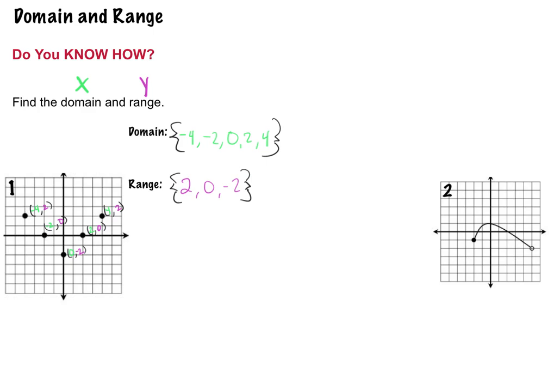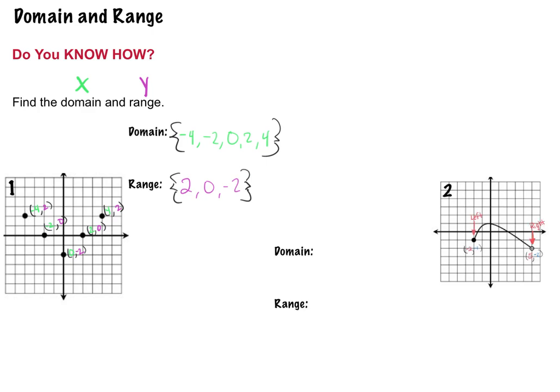Now, the image on the right does not have points plotted. It has a picture. It has this curve with points at the ends. Here, I am going to find all of the possible x values by using something called interval notation, meaning I'm going to find what is the farthest left point, farthest right point for domain, what is the lowest point, and what is the highest point for range.